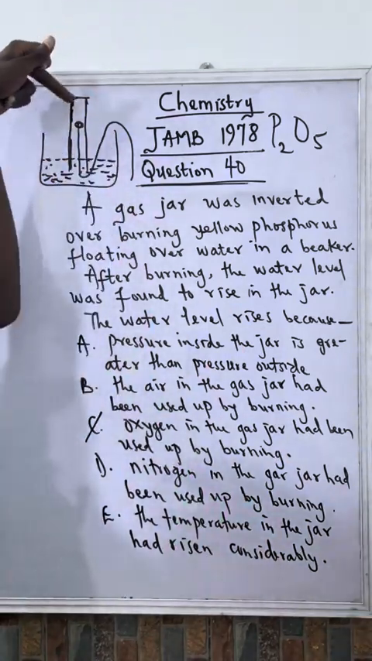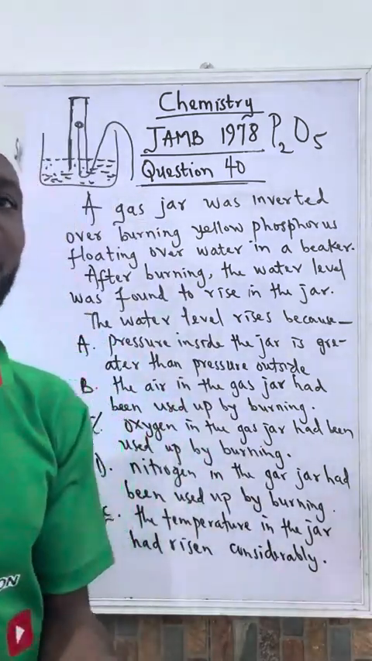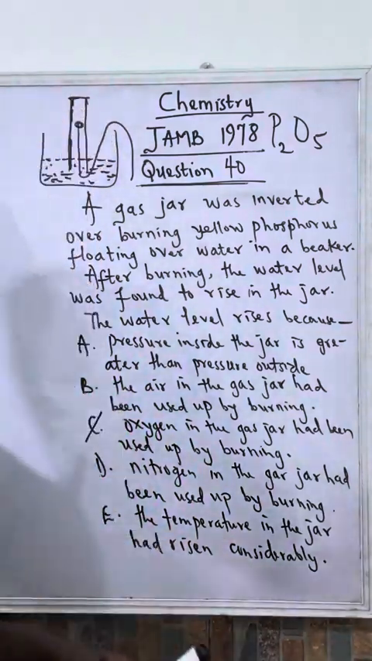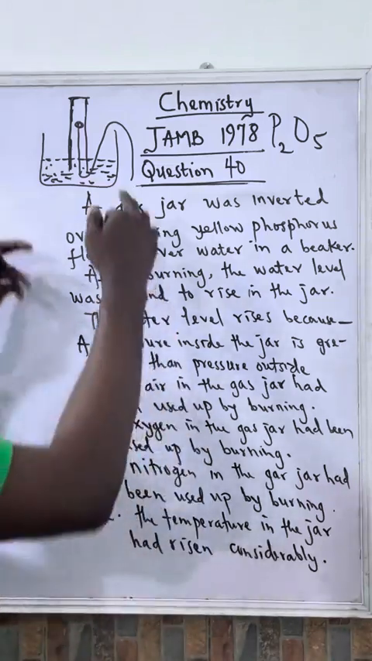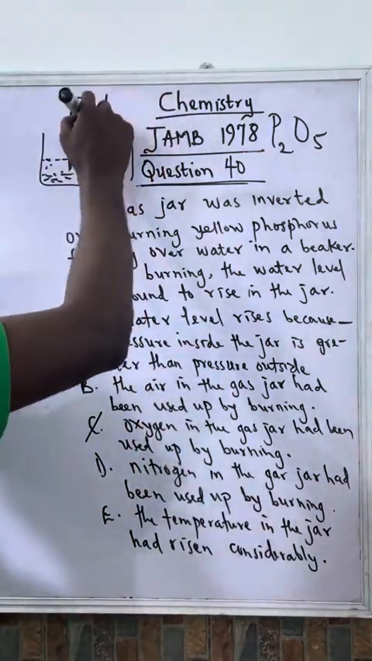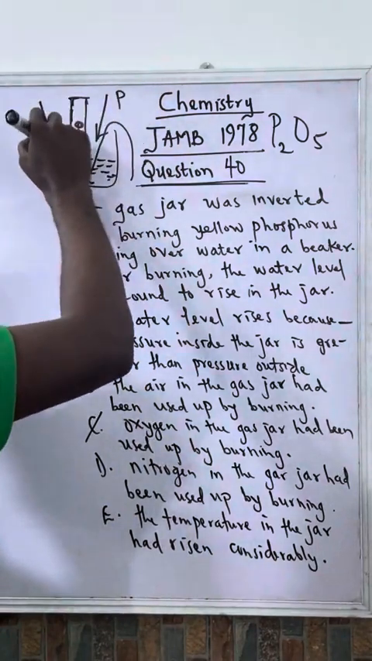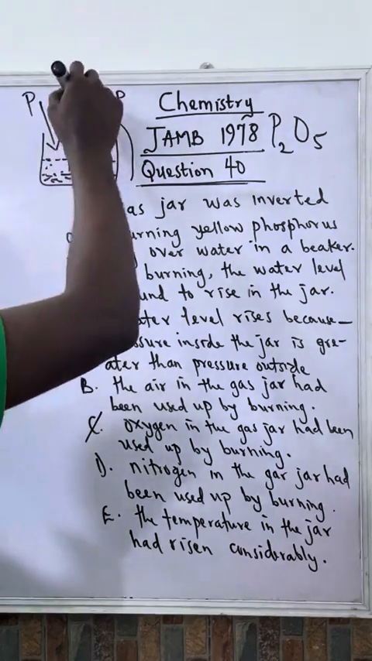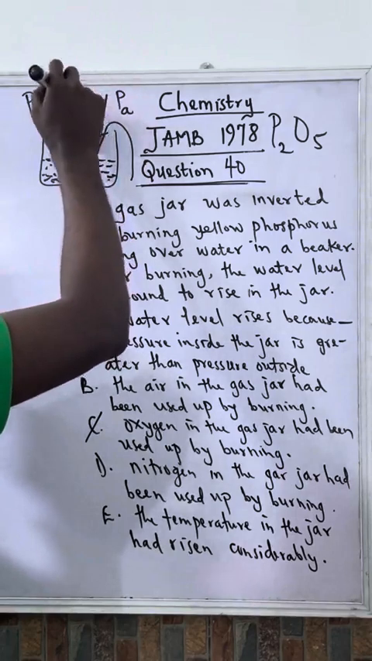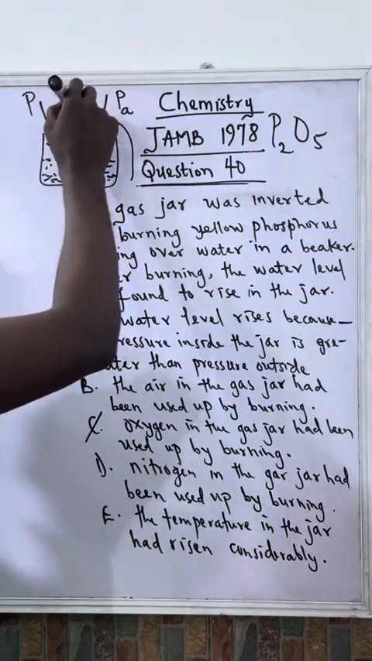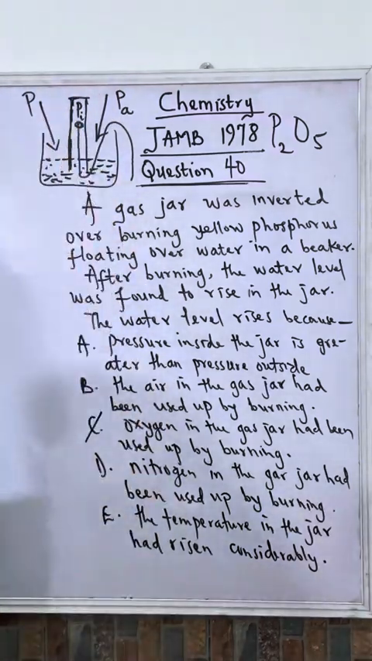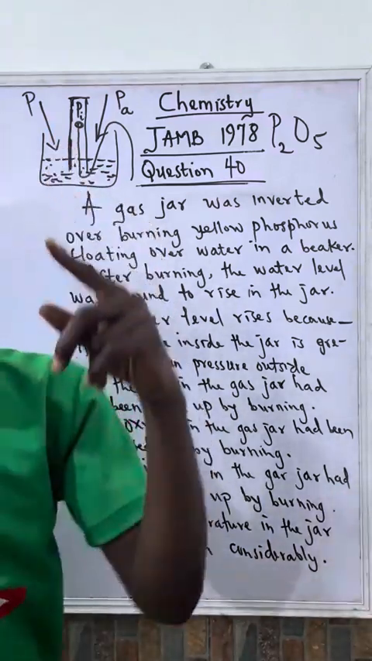Since the volume of air has reduced, automatically the pressure of air inside the gas jar will also reduce. Meaning that the external pressure, which is the atmospheric pressure coming from outside, let me write this as PA, is greater than the internal pressure, let's call it PI, inside the gas jar.